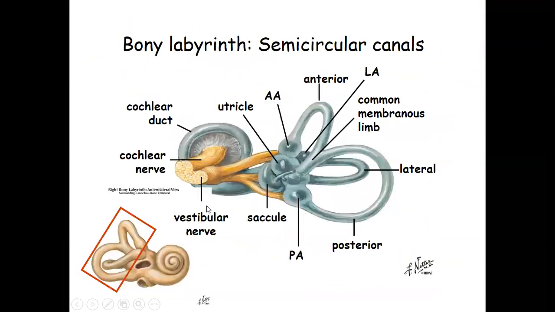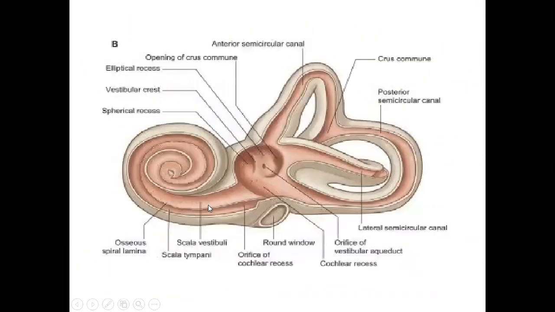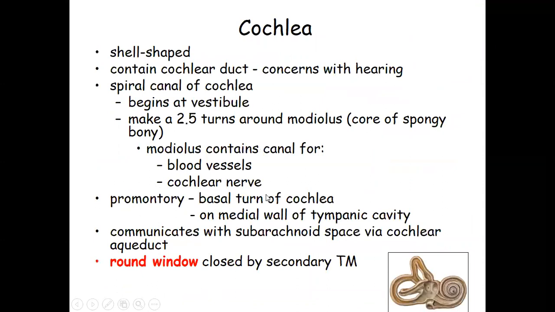Go back. The modiolus contains the canal for the blood vessels and also the cochlear nerve that I have mentioned just now. And then the promontory. The promontory is the basal turn of the cochlea, the initial turn of the cochlea. You can see the promontory on the medial wall of the tympanic cavity.